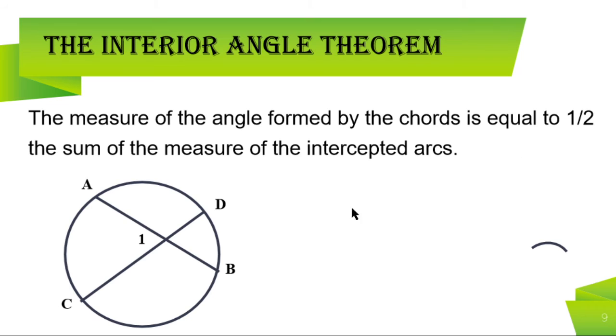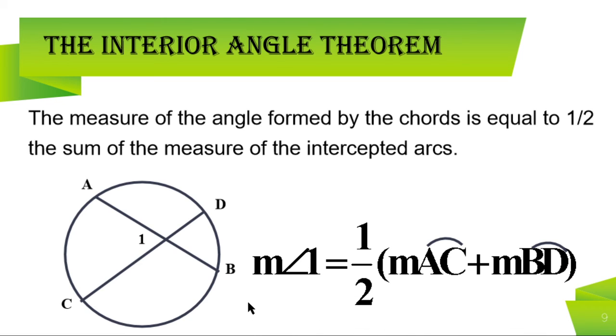Okay, so that's it. Let's move on with the interior angle theorem. For this theorem, the measure of the angle formed by the chords is equal to 1/2 the sum of the measurements of the intercepted arcs. So we have two intercepted arcs here: arc AC and arc DB. This is our formula for this part. The measurement of angle 1 is equal to 1/2 the sum of the measurement of arc AC plus the measurement of arc BD. This is our interior angle theorem.